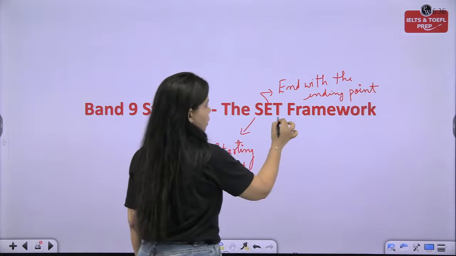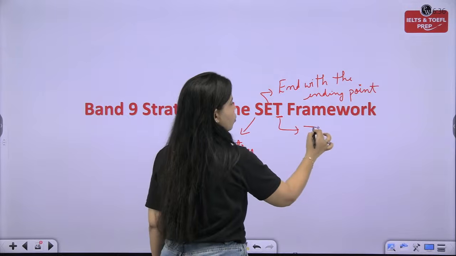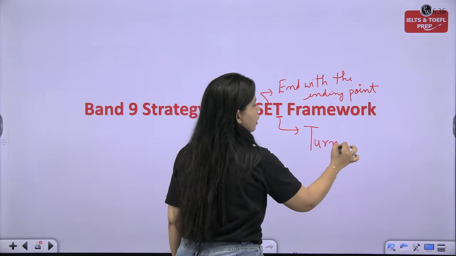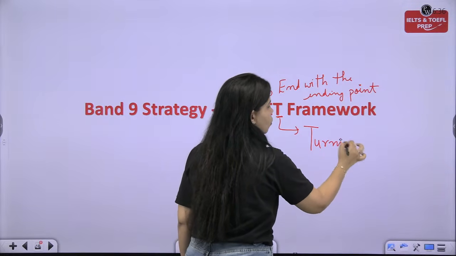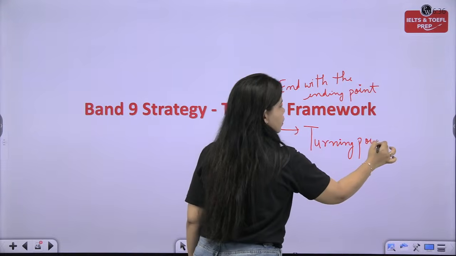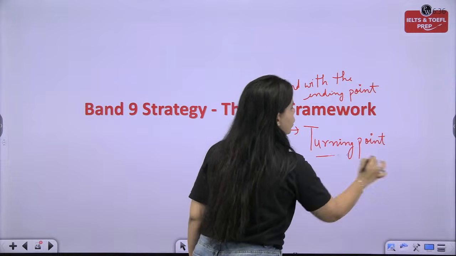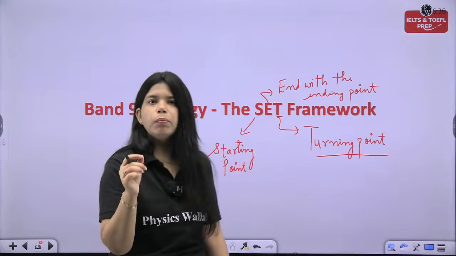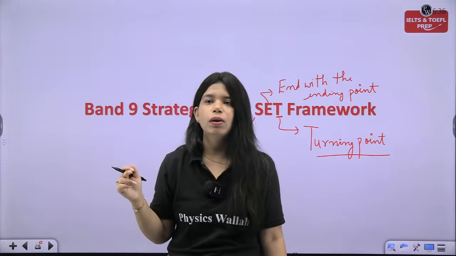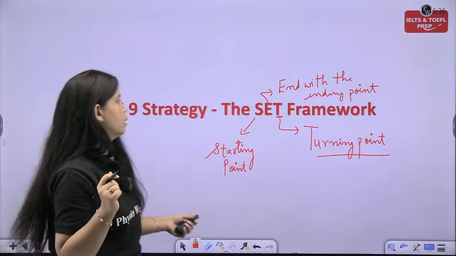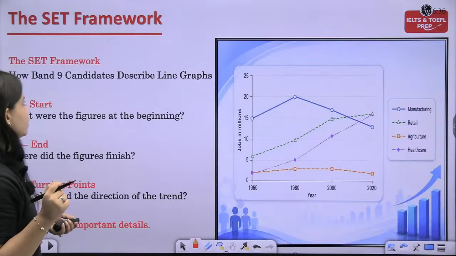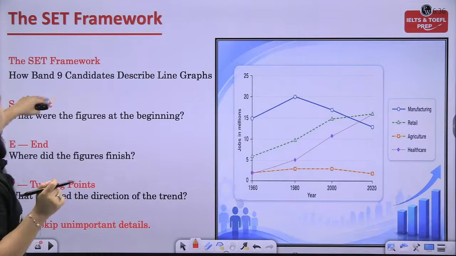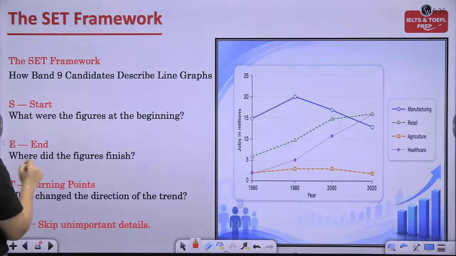इसके अलावा in the middle you need to focus on the turning points. जहां पे curve change हो रहा है वो रिपोर्ट करना है. सारे पॉइंट्स रिपोर्ट नहीं करने. स्टार्टिंग पॉइंट, एंडिंग पॉइंट एंड वेयर एवर द कर्व इज चेंजिंग. फॉर एग्जाम्पल, look at this. Okay, the set framework, band 9 candidates describe line graphs using this.